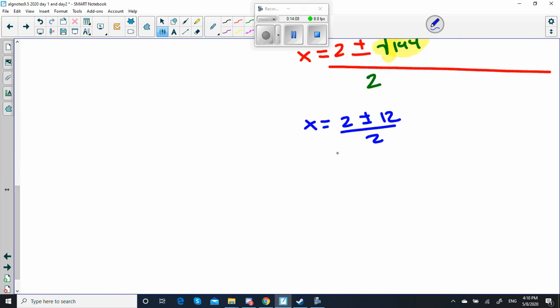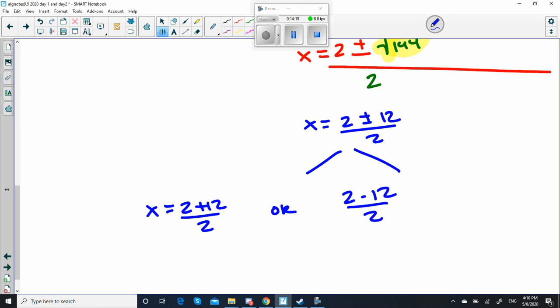Here I split it into 2. X equals 2 plus 12 over 2, or 2 minus 12 over 2. So 2 plus 12 is 14 over 2, so this root is 7. And 2 minus 12 is negative 10 over 2, which is negative 5. So these are my 2 real roots, 7 and negative 5.